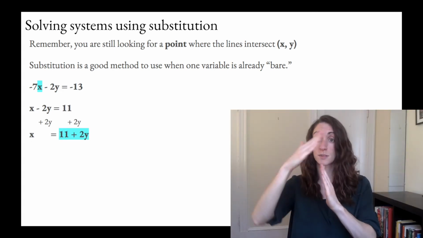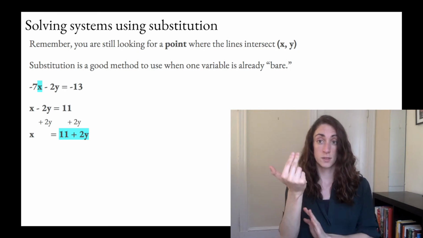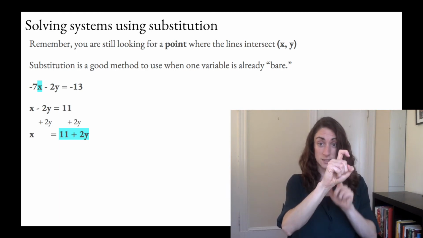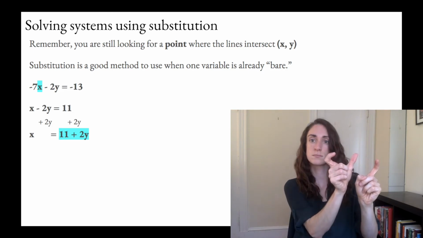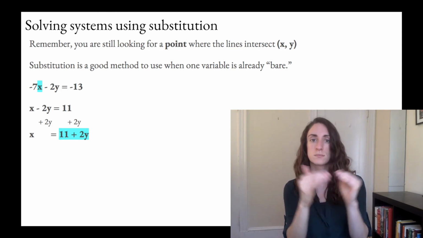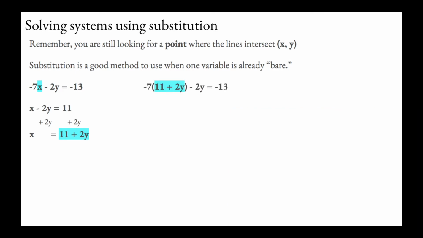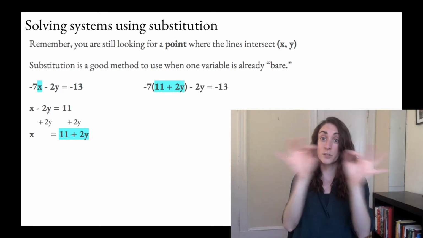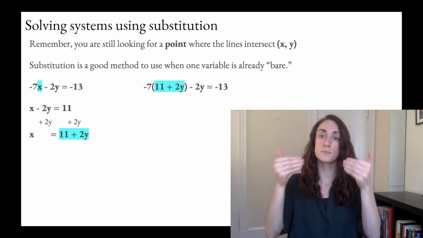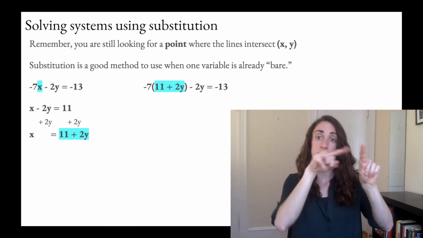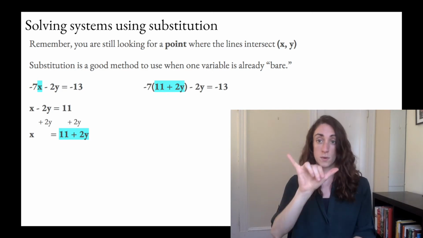For example, in this top equation, you can see negative 7x minus 2y equals negative 13. So that x in negative 7x can be replaced, and it'll become negative 7 times the quantity 11 plus 2y, minus 2y equals negative 13. After making that substitution, this equation now only has the variable y. There's no x anymore. So we can use the familiar algebra rules that we always use, like distribution and doing the same operation to both sides of the equation to solve for y.